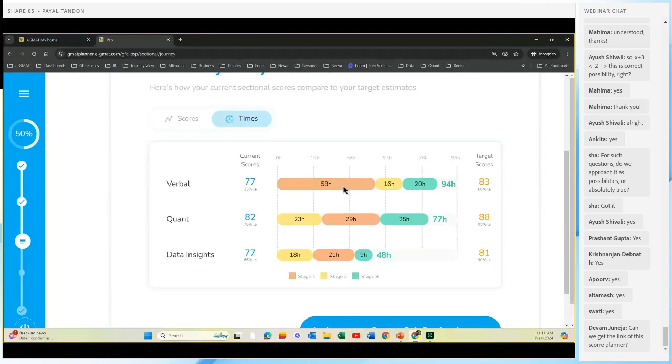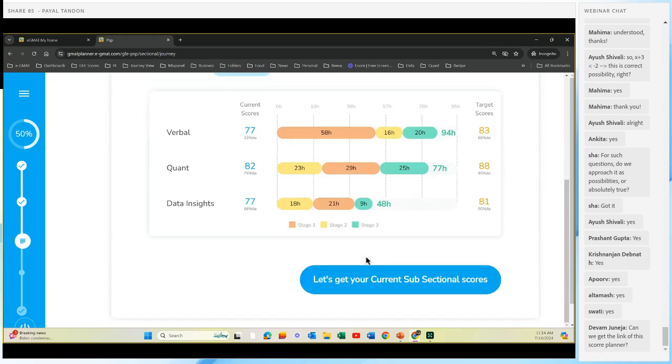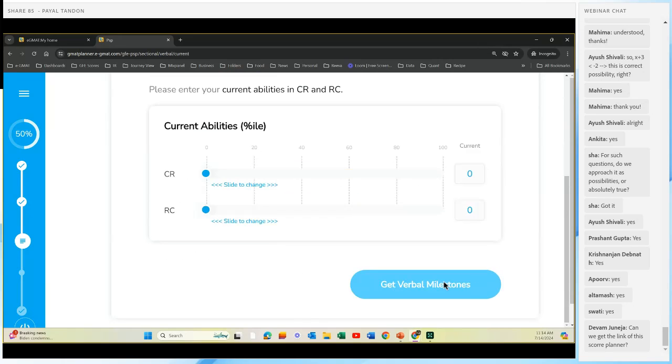So the system is intelligent enough to understand what kind of learning is required, what kind of preparation is required, so that you get to your target score in the most efficient manner. And by tracking all these metrics, you will be able to make corrections as you are proceeding. So you are never in the dark. Now, this is based on your starting verbal scores and quant scores and DI scores.